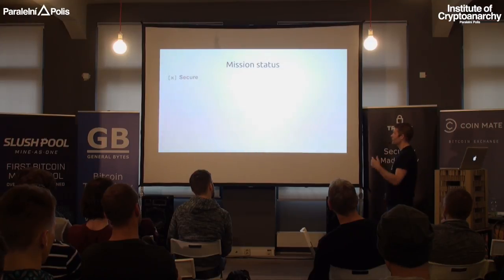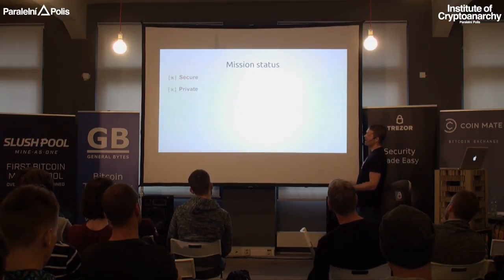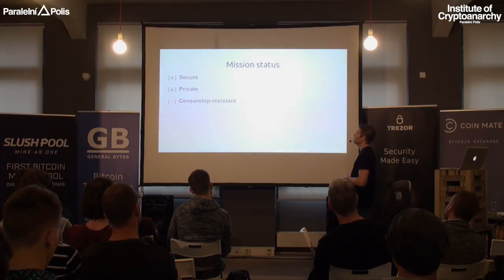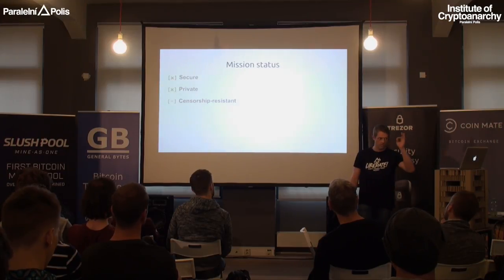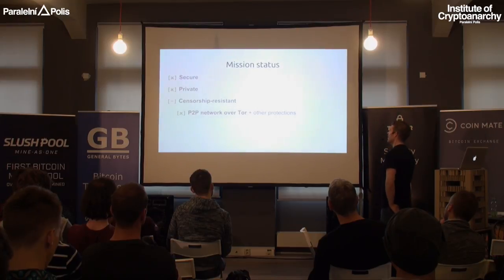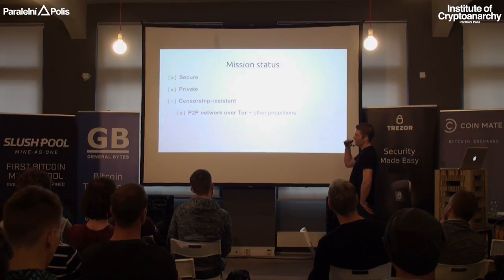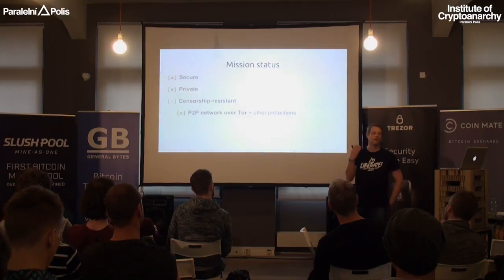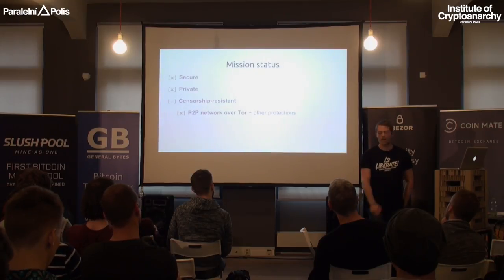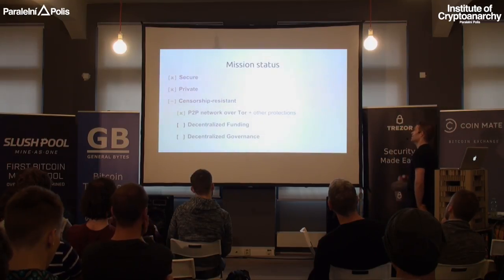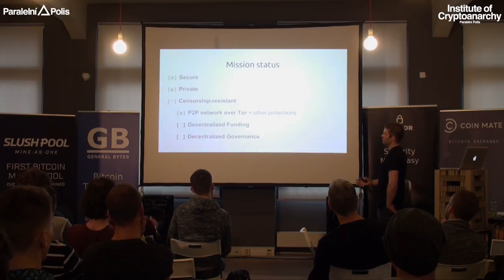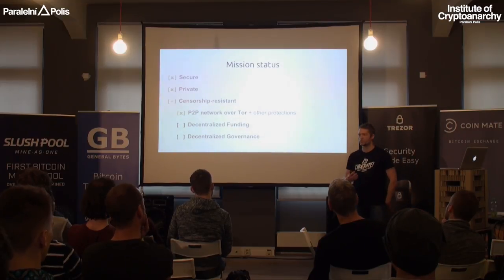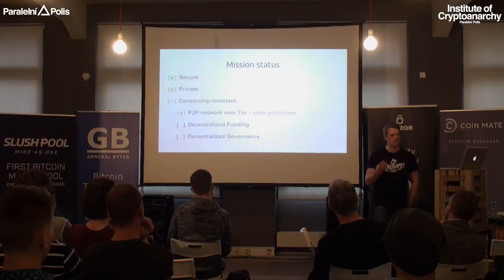So we can check the box on secure, we can check the box on private, for all the reasons that we talked about. Censorship resistant, only part of the way there, right? We get a long way riding on top of Tor and other protections like the encryption that we add on top and so on. But funding and governance are big holes in our overall ability to remain censorship resistant over time.